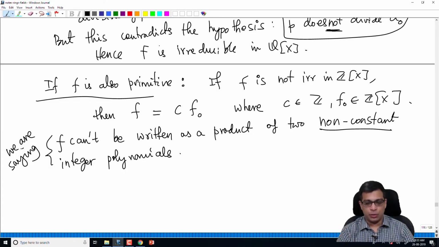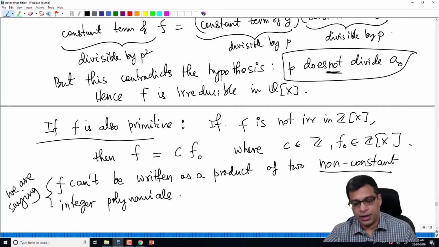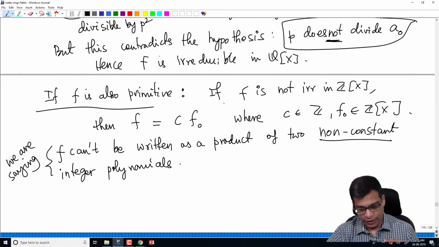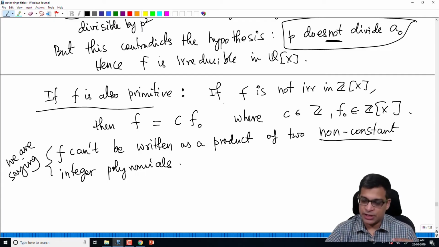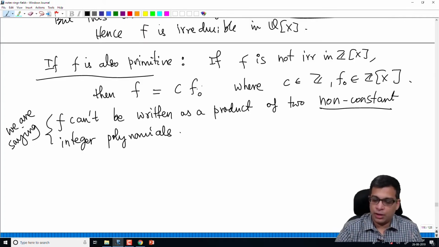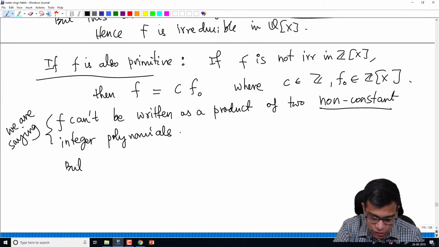So, we already proved that f is irreducible in Qx, right? So f cannot be written as a product of two positive degree rational polynomials, and if it is not irreducible in Zx, there is only one possible factorization of f into a product of an integer and an integer polynomial. But of course c is also not a unit.